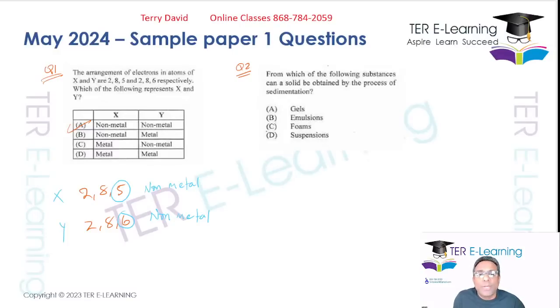Is that true? Yes, it is a suspension. You all need to know examples of suspensions. Chalk and water is a good example, or even sand and water. If you shake it up and leave it to settle, the solid particles are going to settle at the bottom. So the answer is D. That's question 2.